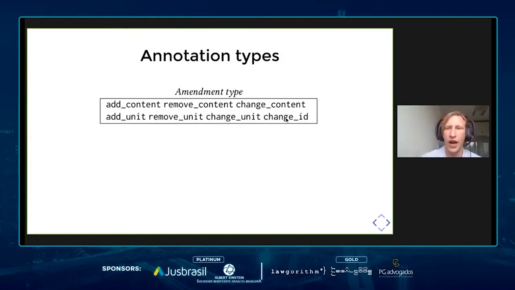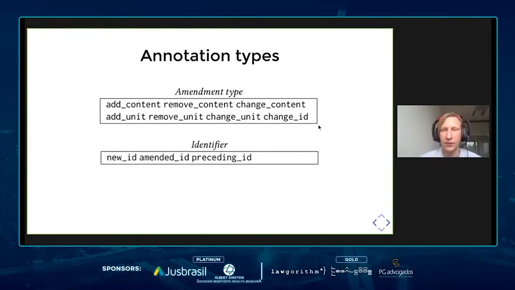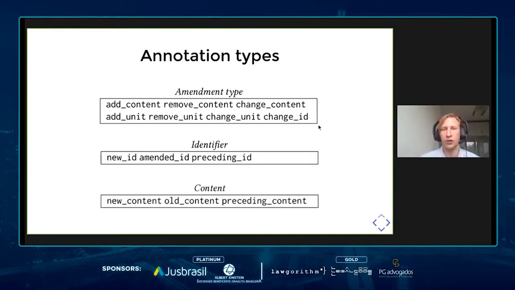And also we have change ID, which I don't think is very common in literature. So this is something which is, let's say, discovered. The second group of annotations are identifiers. We have a new ID, amended ID, and preceding ID. Usually, the most important thing is the amended ID. But if you provide a new unit, you have to identify the preceding ID. And the last group is the content. As you have seen, we have the old content and the new content. Also, in some cases, there's the preceding content. So these are the types of annotation we have identified.